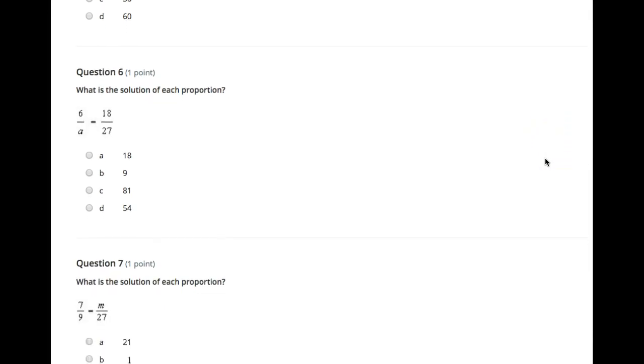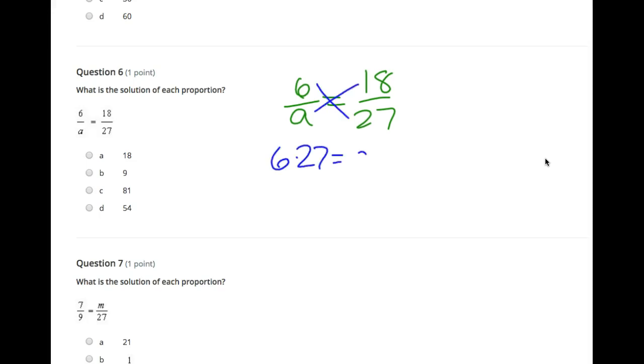Basically, this is your basic solution. We're just going to multiply our cross products. So what we currently have is 6 over A equals 18 over 27. So now we're just going to multiply diagonally. I've got 6 times 27 equals A times 18.